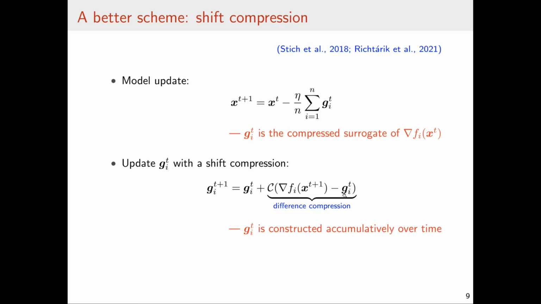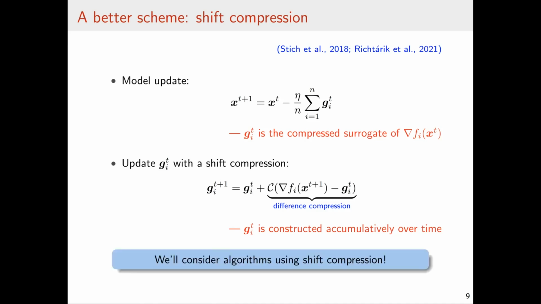Again, this G_i is not a direct compressed message, but it can be constructed using compressed messages alone. So the parameter server doesn't need to know anything beyond the compressed messages in order to construct such surrogate information. This kind of shift compression turns out to work remarkably well and helps accelerate convergence in many compressed optimization algorithms. This type of shift compression is what we are going to use when designing our federated learning algorithm with communication compression.